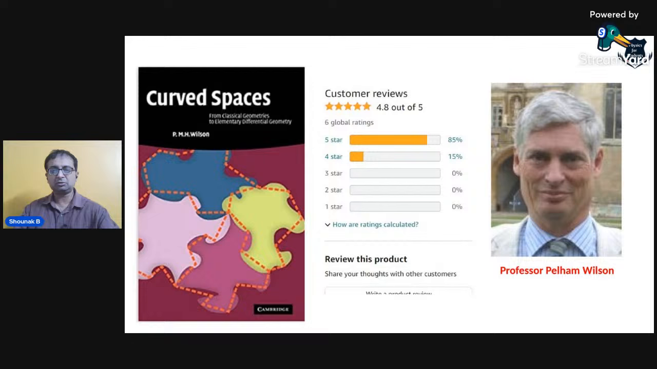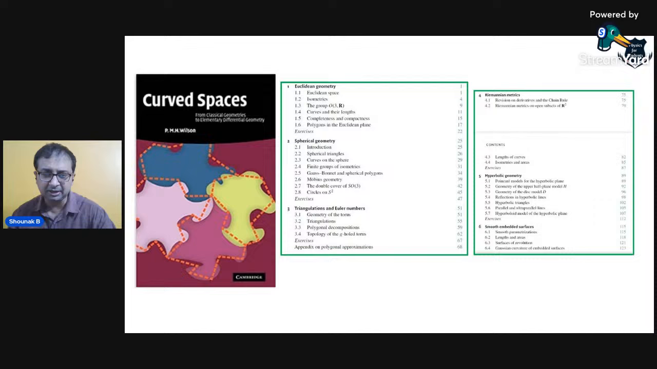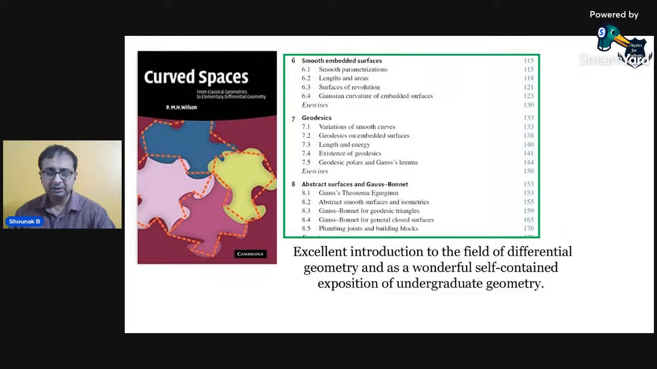Further, you will see this is also a great book which is called Curved Spaces. This is by Professor Pelham Wilson, and I would like to show you a few snippets of this. So it starts again. You see, every single book on curvature, if you have seen the first book, the second, except the historical books, all of these are starting with Euclidean geometry, then moving to spherical geometry, triangulation and Euler numbers, and then moving to hyperbolic geometry, taking into account the Riemannian metric. So this is very, very important. Then further, it goes into smooth and embedded surfaces, we talk about smooth manifolds, etc. Then geodesics and abstract surfaces and the Gauss-Bonnet theorem. This is an excellent introduction to the field of differential geometry and has a wonderful self-contained exposition of undergraduate geometry.